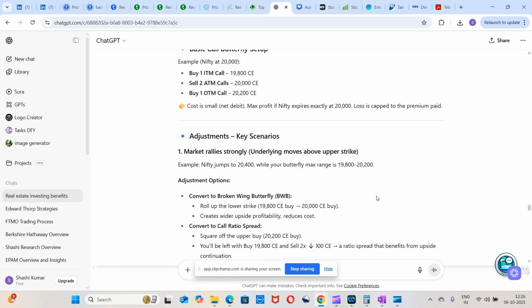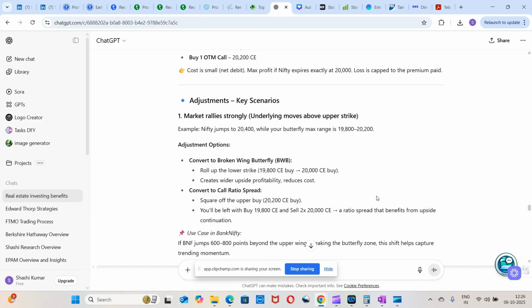So what are the different adjustments that we need to do? Different scenarios are there, so let's go through all of them. If the market rallies strongly: we assumed that it will stay within a range, and if it expires at a certain strike of 20,000, we'll make a good profit. That was our view, and that's why we deployed this strategy. But suddenly the market rallied strongly and went above the upper strike, jumping from 20,000 to 20,400. Your butterfly max range was from 19,800 to 20,200, but Nifty moved to 20,400. So that's the scenario: market rallies strongly.